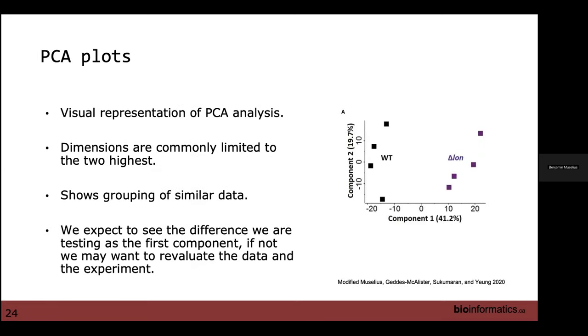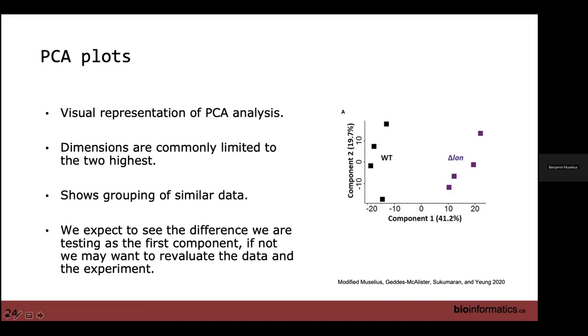You can see on the bottom right, we have component one. On the y-axis, we have component two, and there are percentages assigned to them. These are the percentage of variance that is accounted for by those components. As we can see here, they're quite large, 41 and about 20% each, which is really, really good.